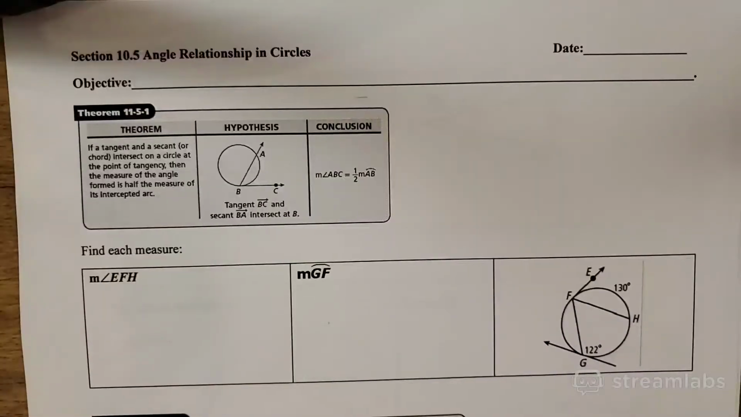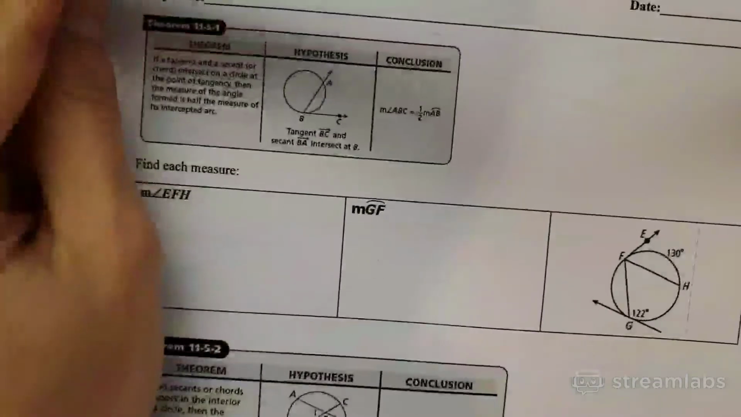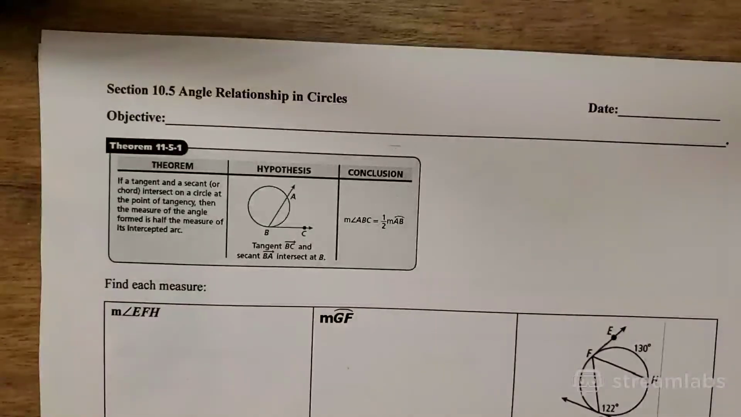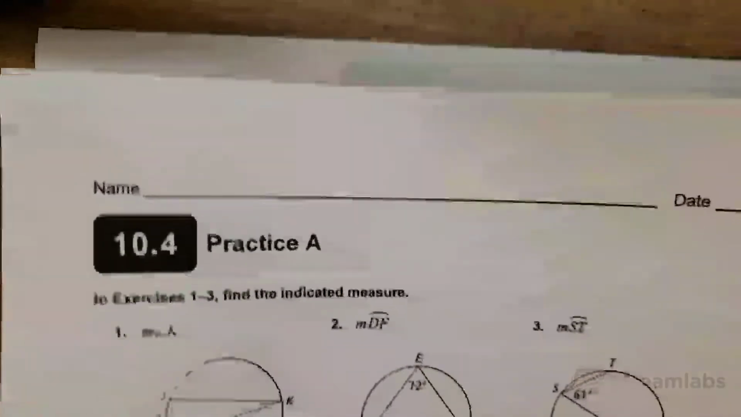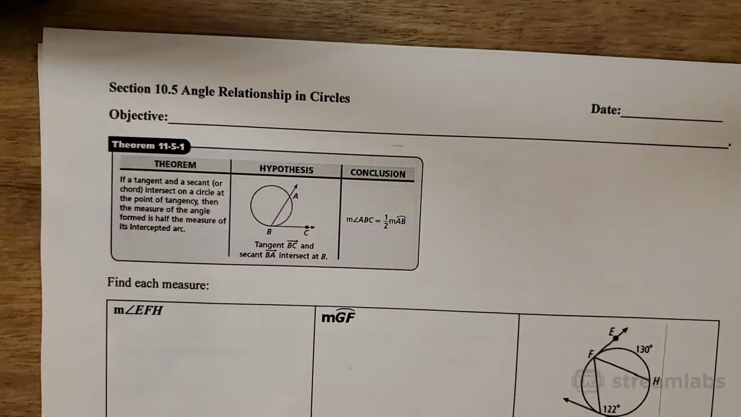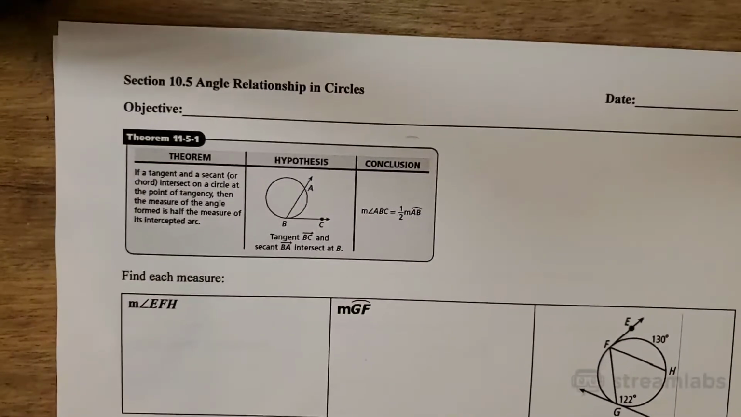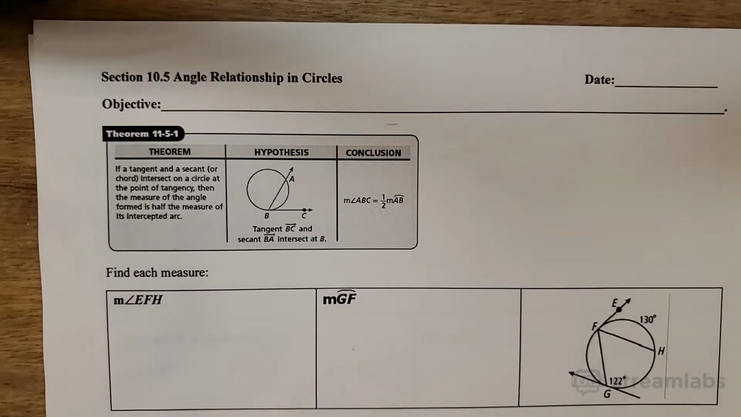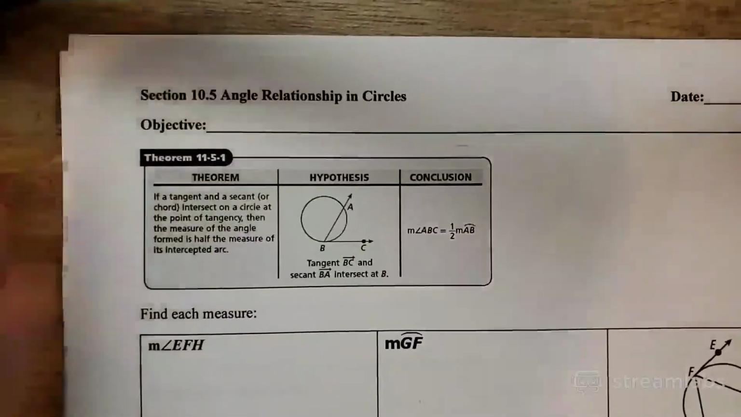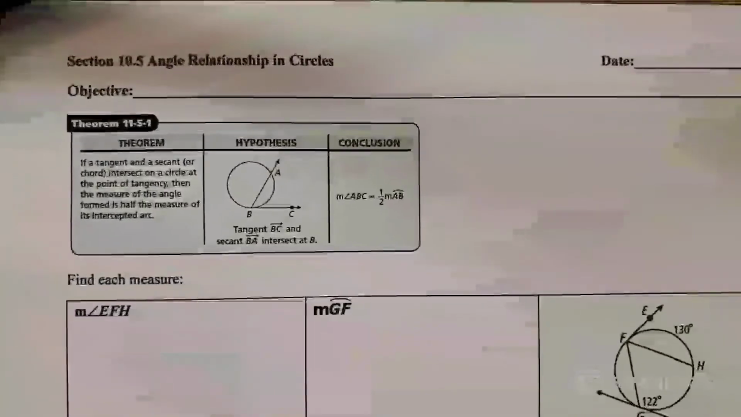So if you just came in and you haven't printed this out yet, please print this part out, 10.5. Also, if you have any question on this one, I can also answer some. Practice A 10.4 and B. Let me zoom in a little bit more. Right here.